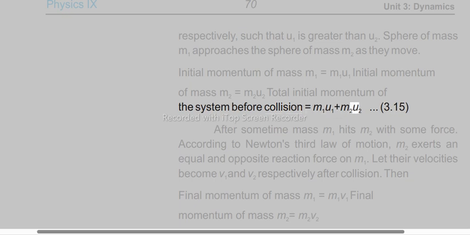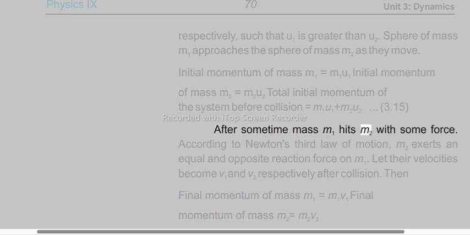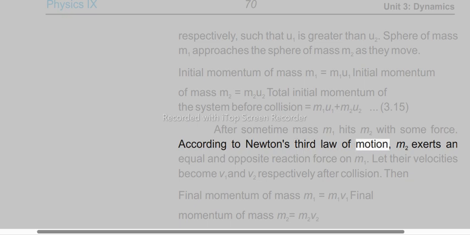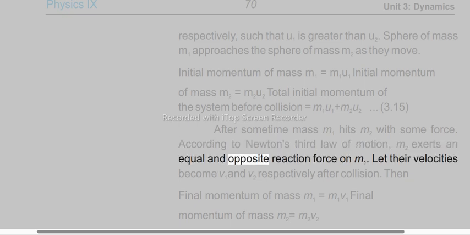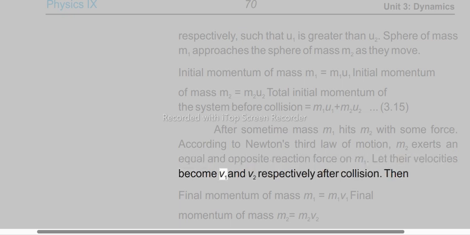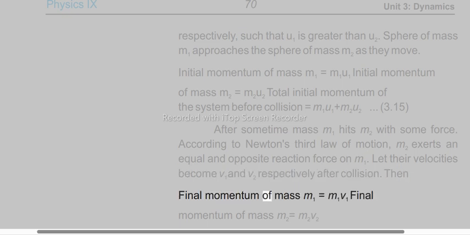3.15. After some time mass m1 hits m2 with some force. According to Newton's third law of motion, m2 exerts an equal and opposite reaction force on m1. Let their velocities become v1 and v2 respectively after collision. Then final momentum of mass m1 equals m1v1, final momentum of mass m2 equals m2v2.